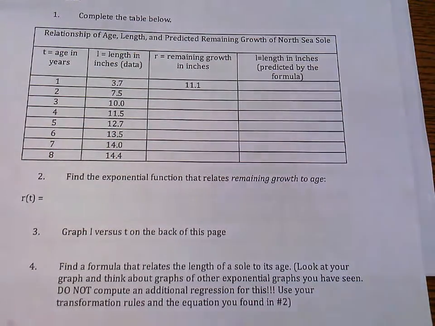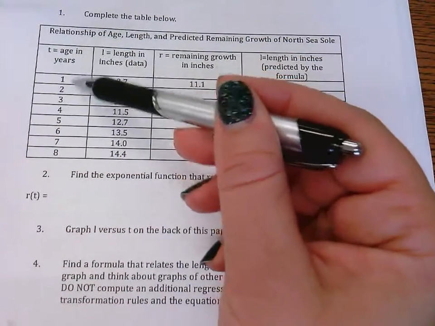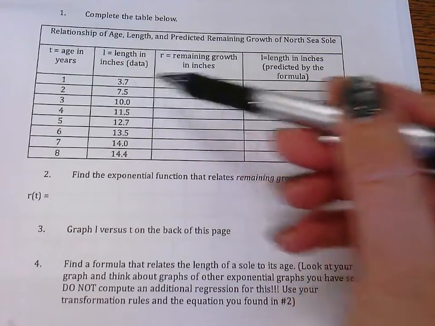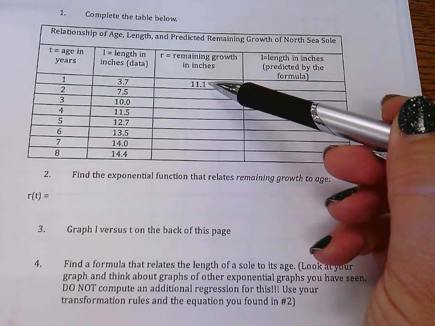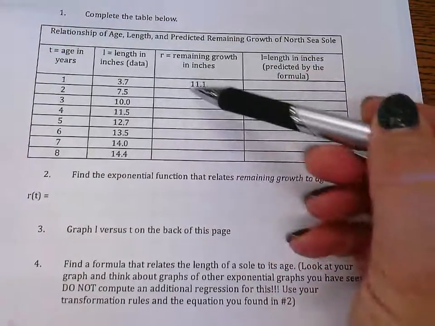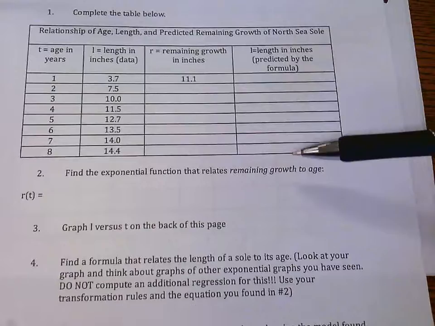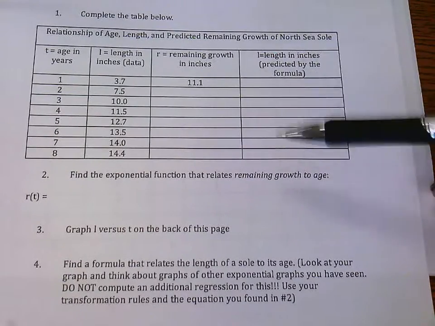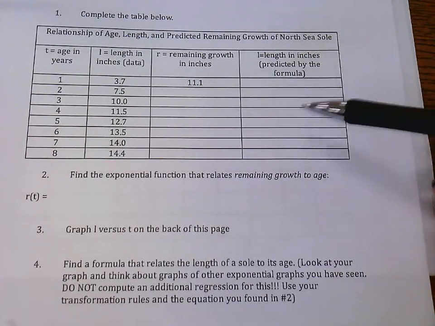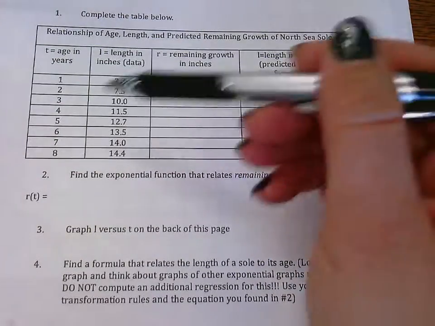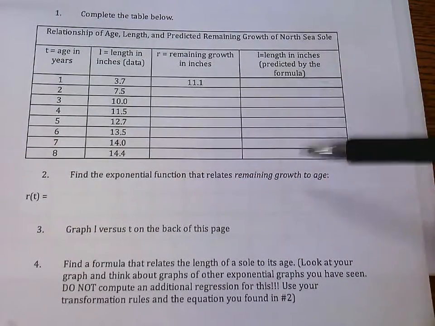The fish is 14.8. After 1 year old, if it's 3.7 inches long, it still has 11.1 inches that it could grow, right? That together adds up to 14.8. We're going to leave this third column blank for now because we're going to use a formula and see how close the formula gets to this, which is just like an actual fish that they studied. And then this is going to be our scientific formula over here.